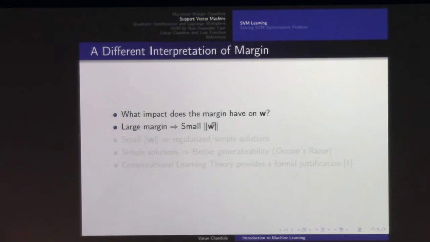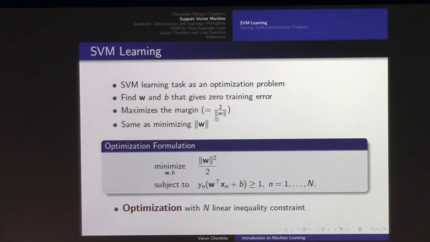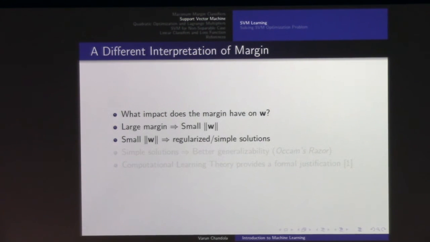Now we have already seen this in linear regression and neural networks as well, that we do regularization to control this. Remember in ridge regression, we always had this regularizer term, lambda w transpose w by 2, which is the same as this. This is just the square root of w transpose w. So by maximizing the margin, we are actually regularizing our solution, trying to go to the simpler solution, which would have better generalizability, following the Occam's razor principle.